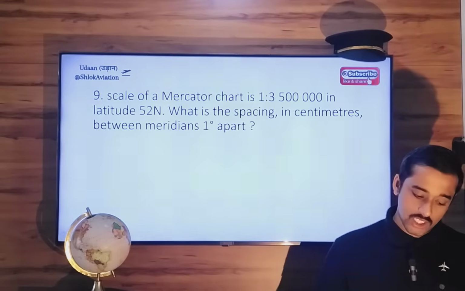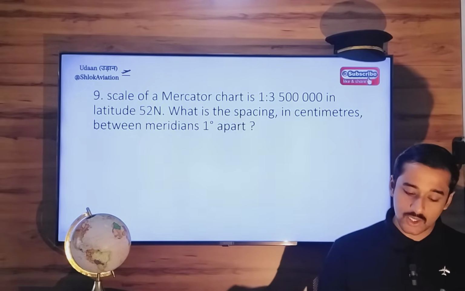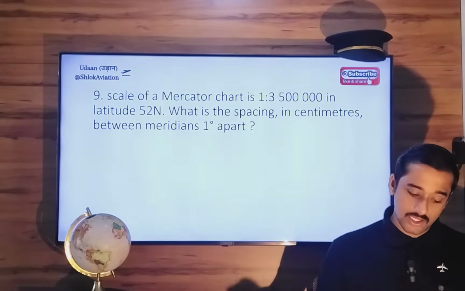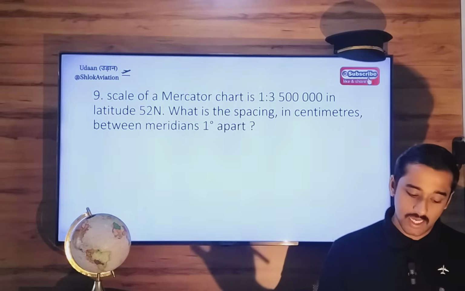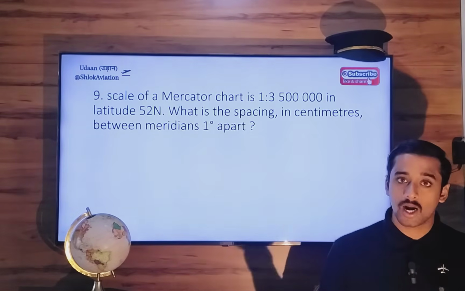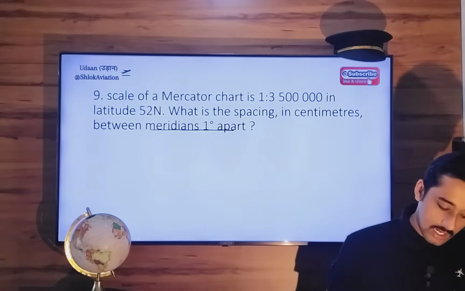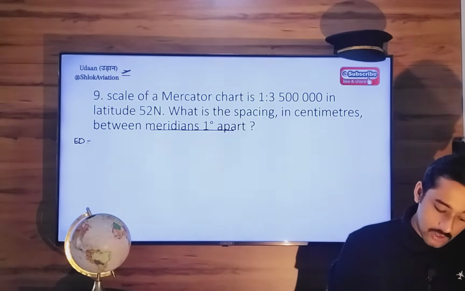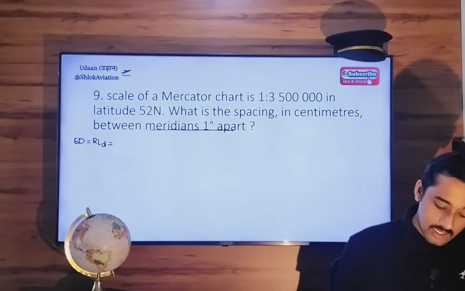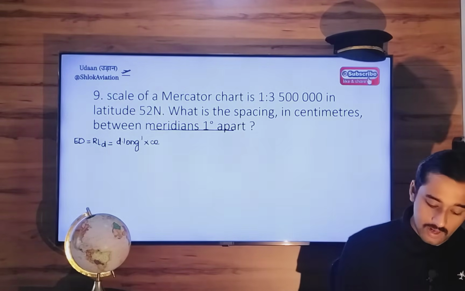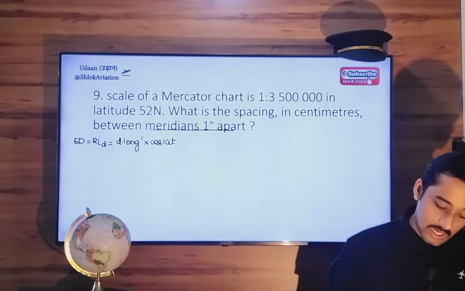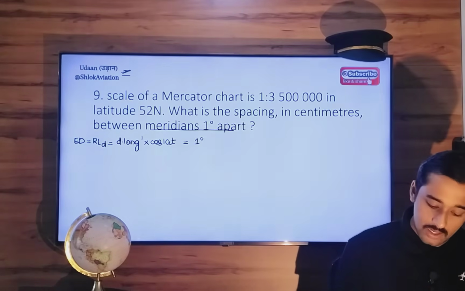Next. Question number 9. Scale of a Mercator chart is so and so. At so and so latitude, what is the spacing in centimeters? So what is the chart distance between meridians which are 1 degree apart? So let's find out Earth distance, which is equal to rumline distance, first. It's D long in minutes into cos of latitude, right? So D long is 1 degree into 60 minutes into cos 52.